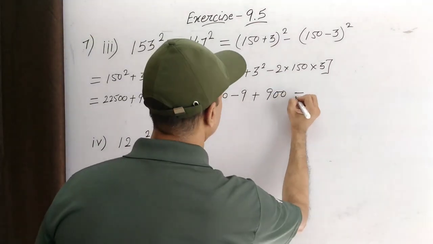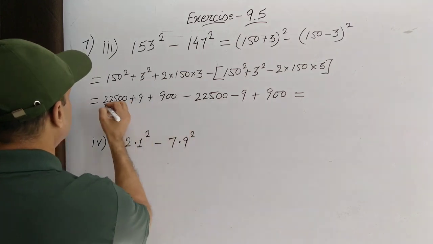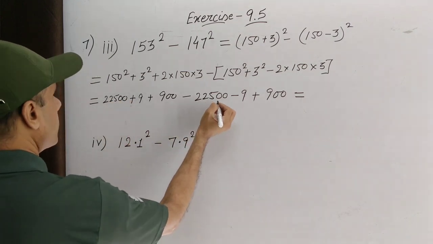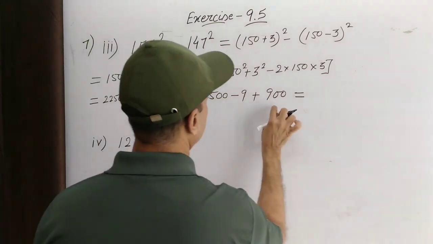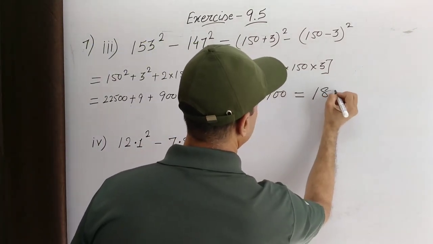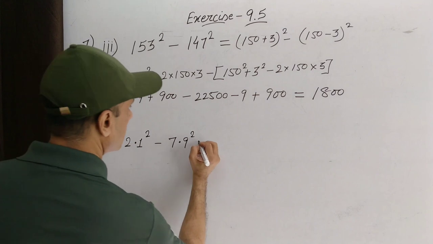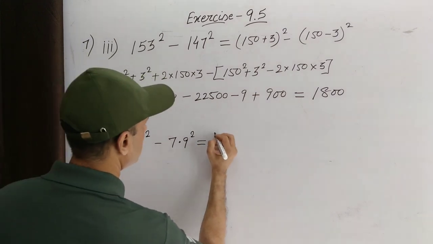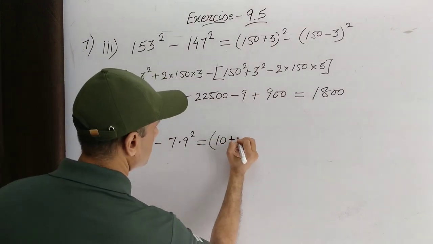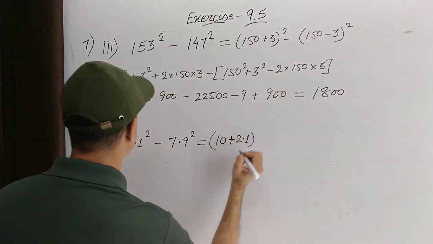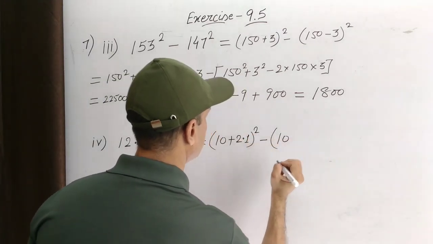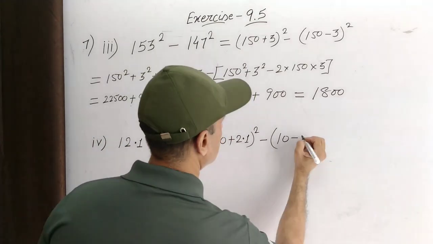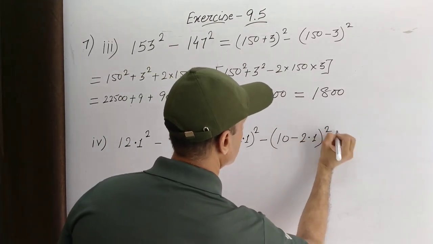So we are left out with this is minus 22500, this is plus 22500, 9 gone with minus 9, so we are left out with 900 plus 900, that is 1800. In this case, we can write this as (10 plus 2.1) whole square minus (10 minus 2.1) whole square.